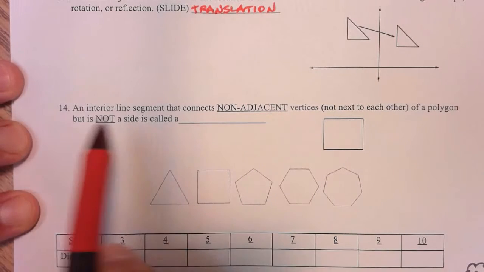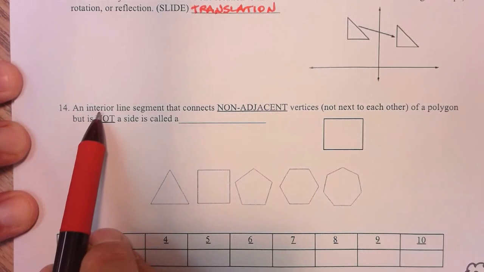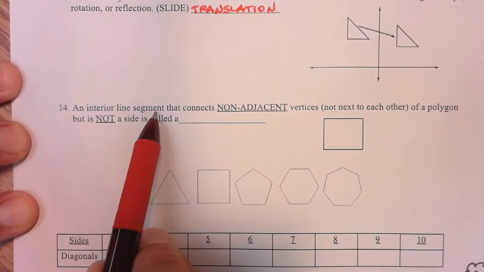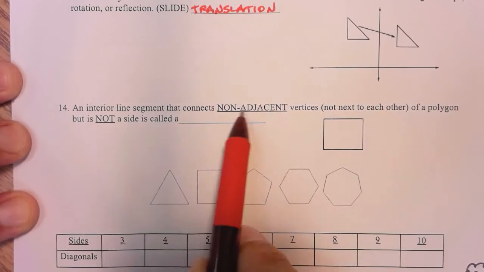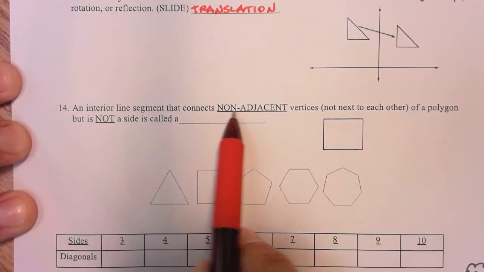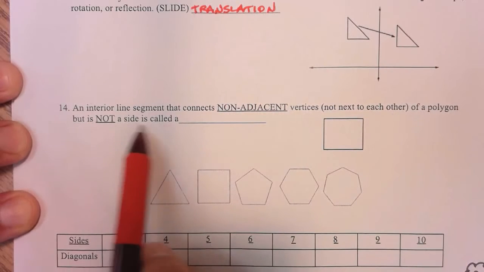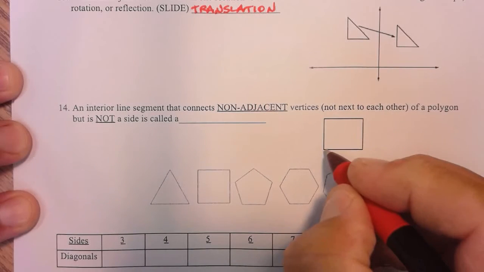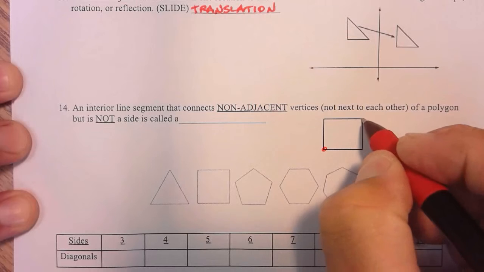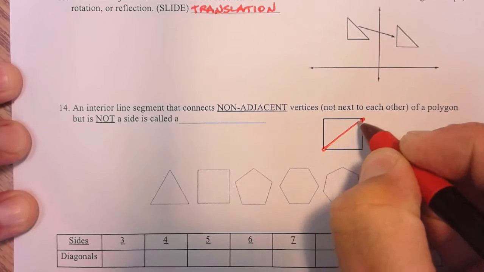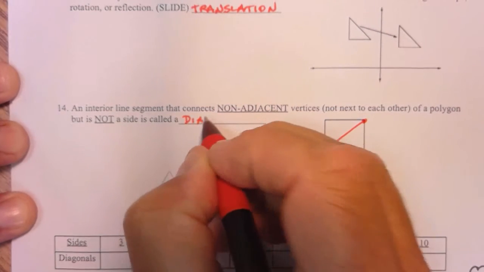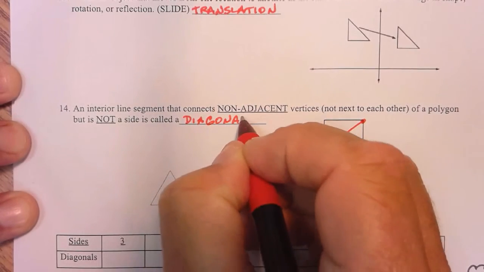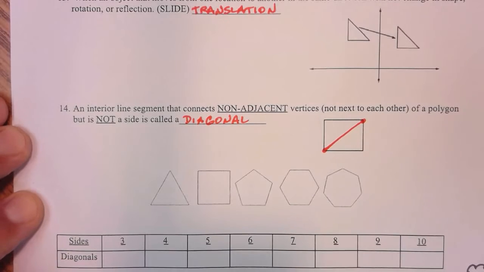So what this says, an interior, we just talked about that, an interior line segment that connects 2 points that are not next to each other, vertices is a point of a polygon, but it can't be an edge, it can't be a side. Here's what this means. Here's one vertex, here's another vertex. If I connected those two, that is not an edge, and it goes through the inside. When that happens, that's called a diagonal. And that makes sense. That goes across that shape diagonally.